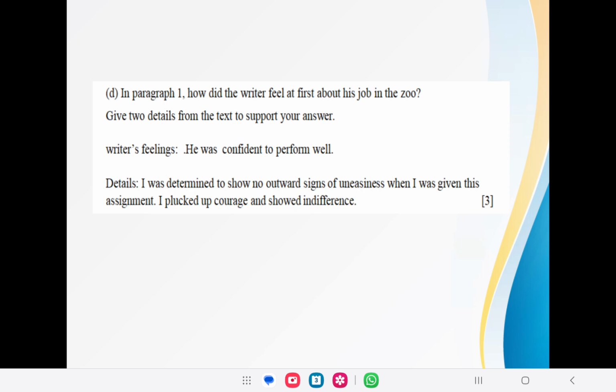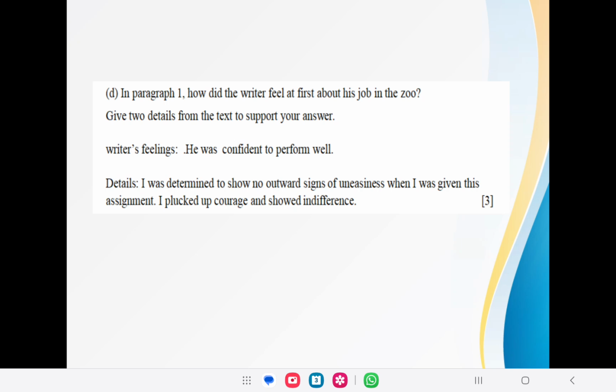So the way I've written, I was determined to show no outward sign of uneasiness when I was given this assignment. That shows that he was confident. Then, I plucked up courage and showed indifference. Then he showed that he ignored everything and he showed indifference. Indifference means when you show that it doesn't make a difference for you, so you ignore things.